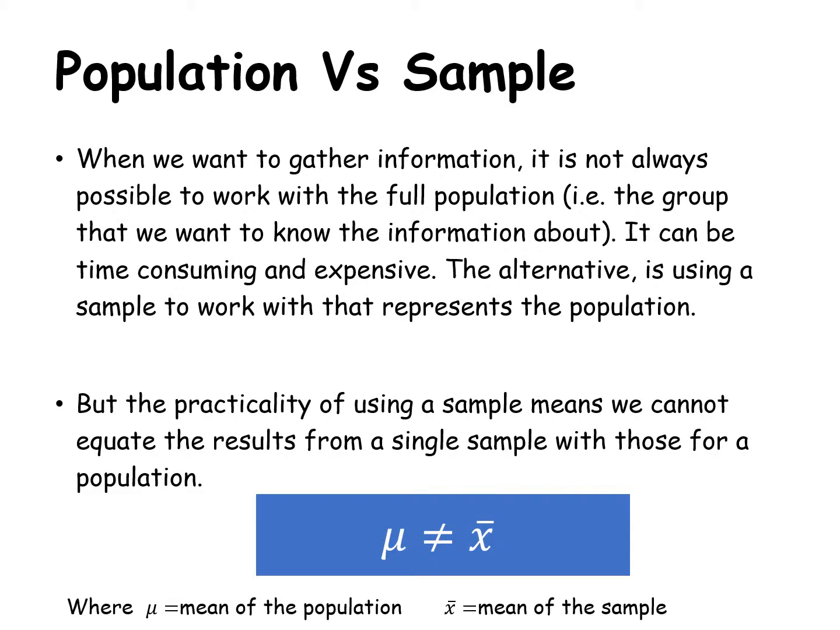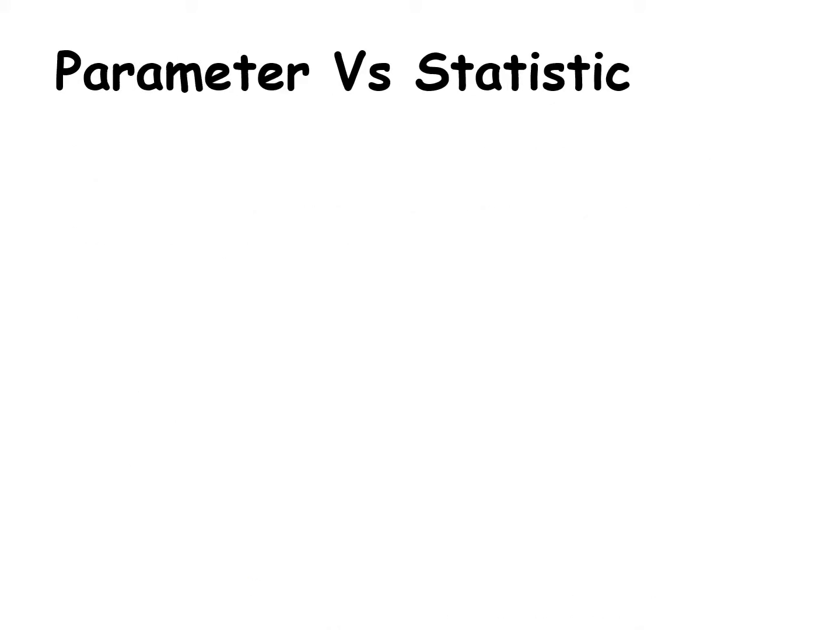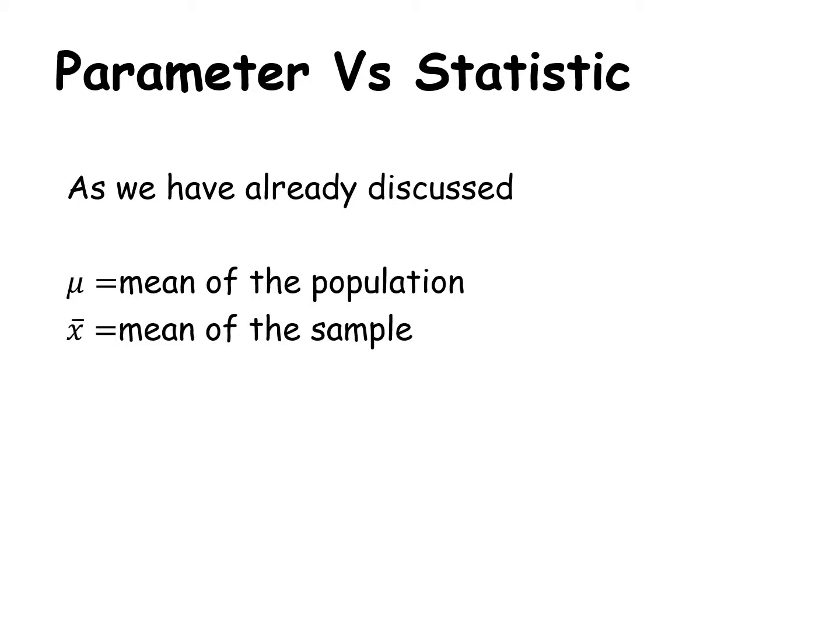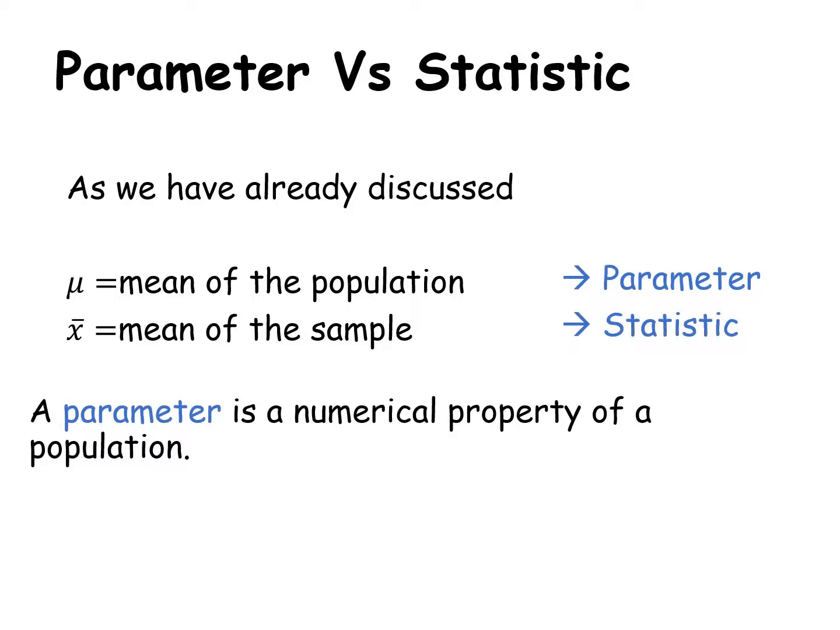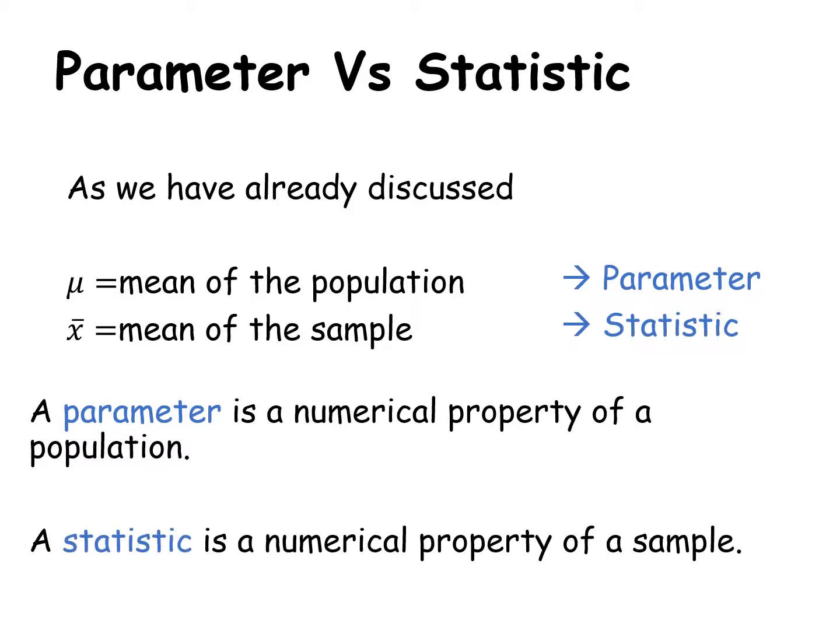Just a quick reminder, mu is equal to the mean of the population, x bar is the mean of the sample. But I'm going to give you two new words now. Mu is actually called a parameter and x bar is called a statistic. A parameter is a numerical property of the population and a statistic is a numerical property of a sample. We have seen in mock questions where they've pulled this wording around a parameter or a statistic, and just so you're aware of what they mean, there's our definition here.